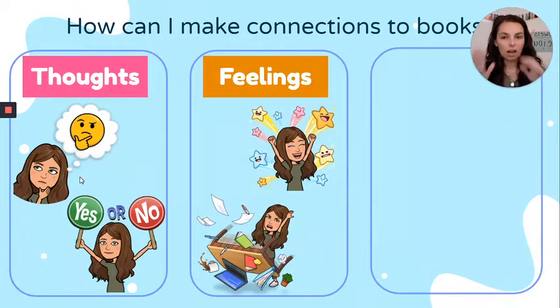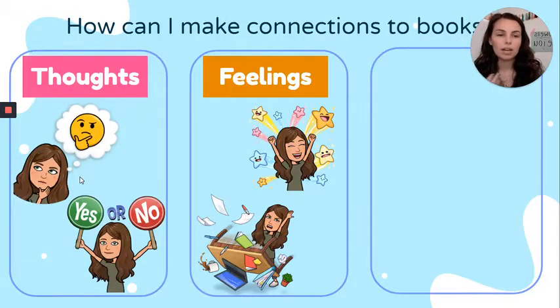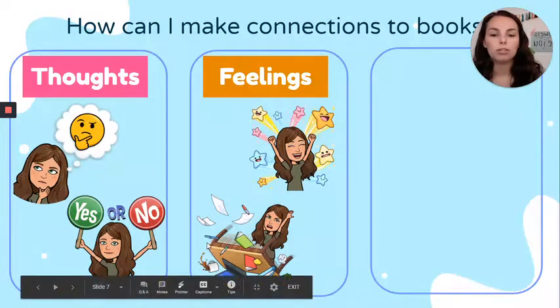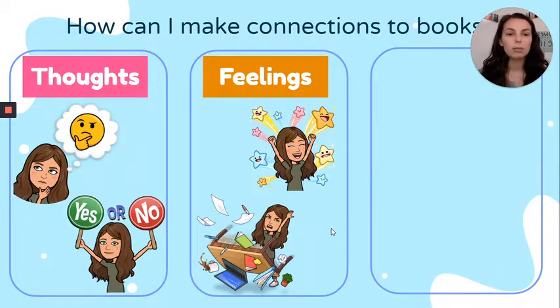You can also make a connection by looking at your feelings, just like we did with this girl who's feeling sick. She might have been feeling really awful, really bad. You can make a connection to your feelings. Maybe you were feeling angry and a character in the book is feeling angry. That's a connection. It's something that's the same. Maybe you're feeling excited and a person in the book is feeling excited. That's a connection to the book.